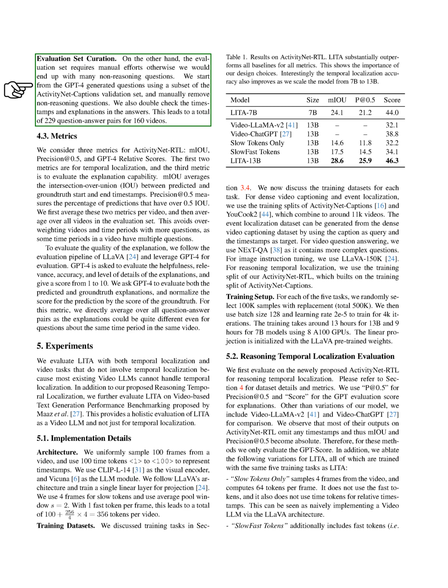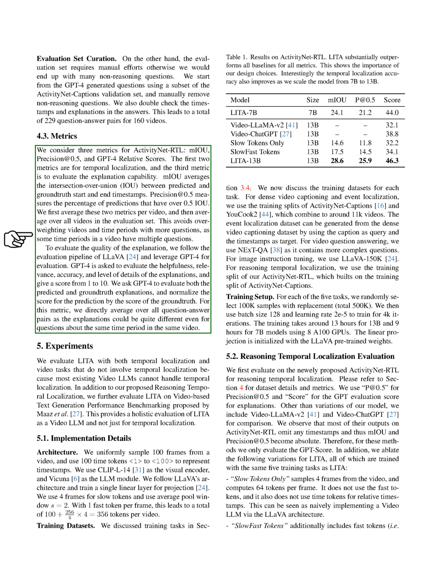For the evaluation set, manual curation is essential to filter out non-reasoning questions. We begin with GPT-4 generated questions from a subset of the ActivityNet Captions validation set and manually remove questions that do not require reasoning. Additionally, we verify the timestamps and explanations in the answers to ensure accuracy. This process results in 229 question-answer pairs for 160 videos in the evaluation set.